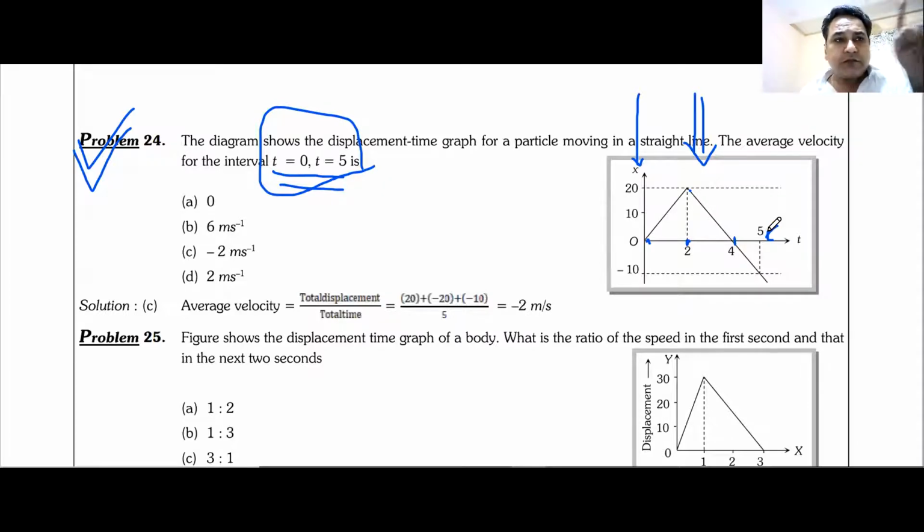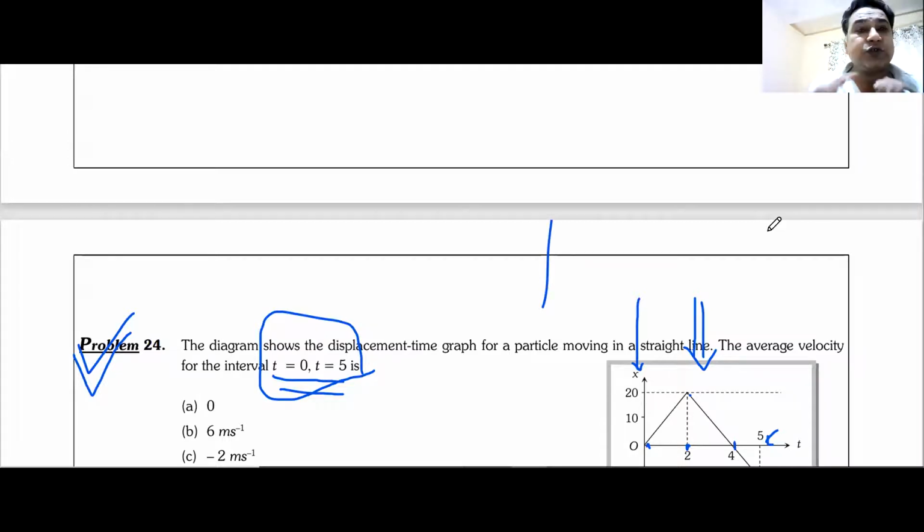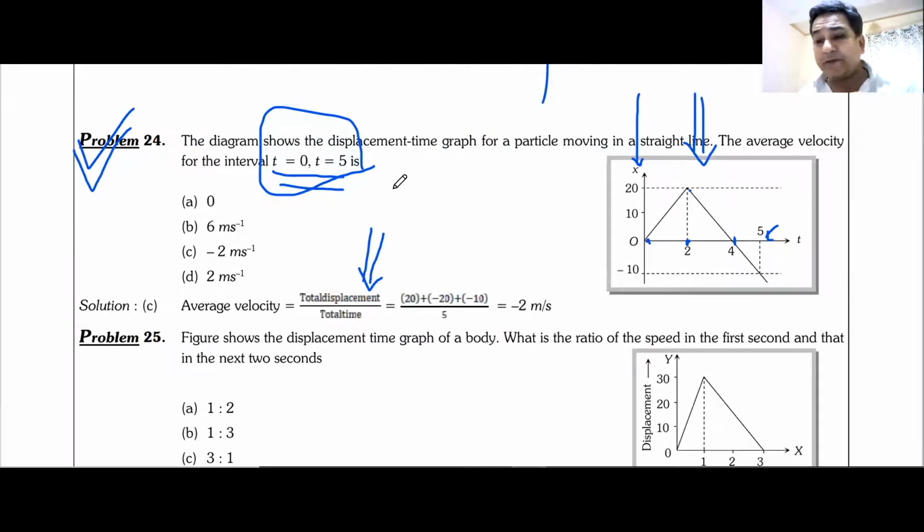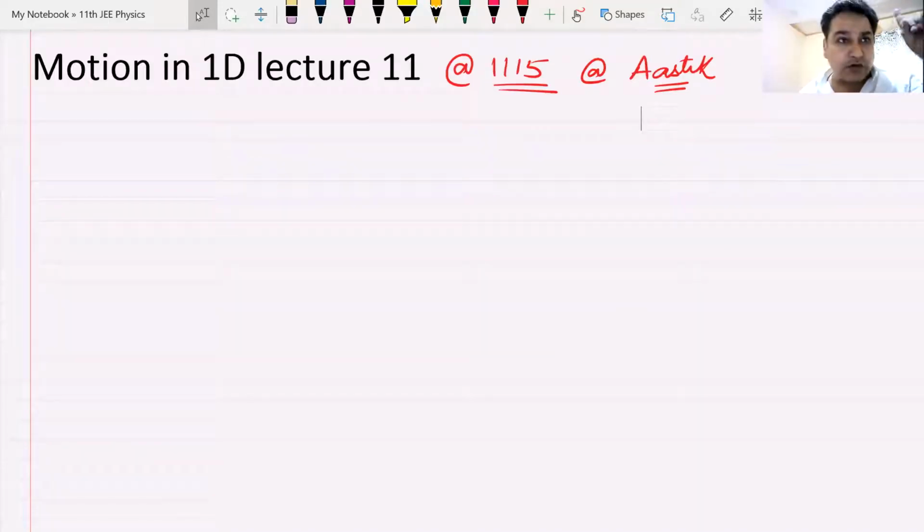That's good enough. So now we have to find average velocity. As someone told me, average velocity is total displacement divided by total time. So I have to find total displacement. How will I find total displacement is the only question now. So what do I do? I look at its position.